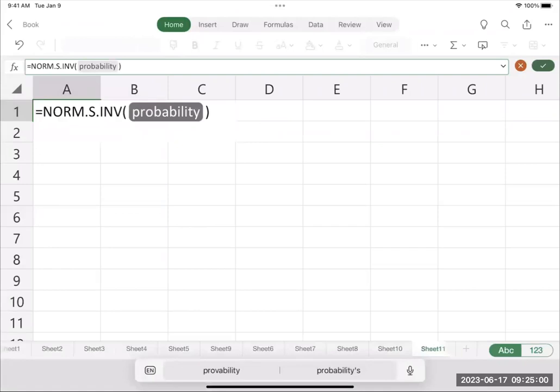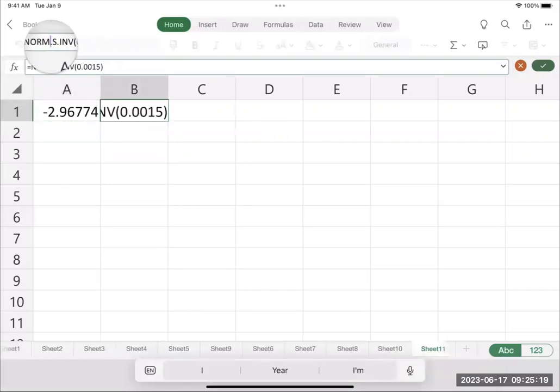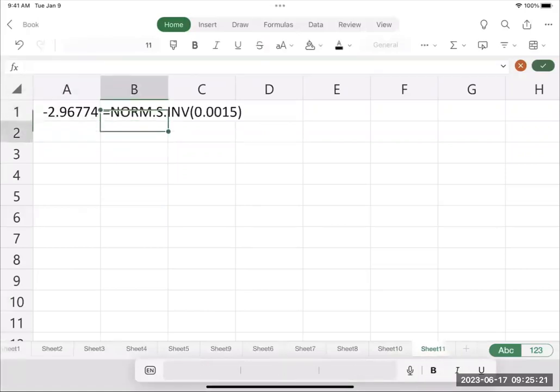So we can just use this function in Excel and put in the probability of 0.0015, and it'll tell us, or it would be negative 2.97. Or if you want to have 3 decimal places, negative 2.968.